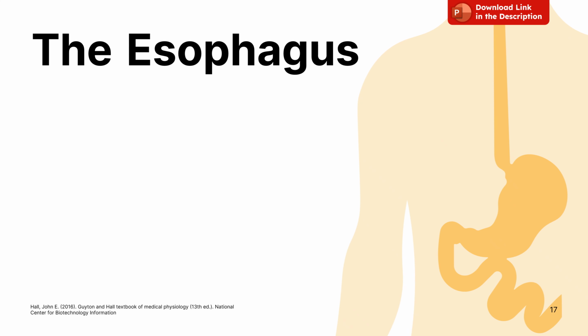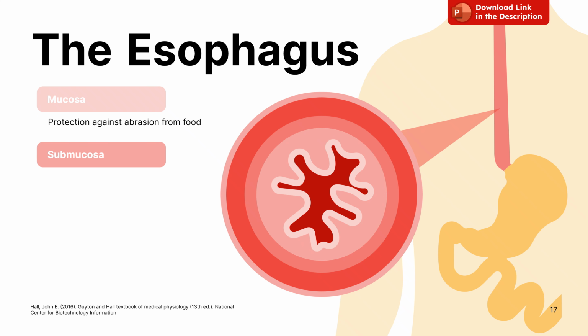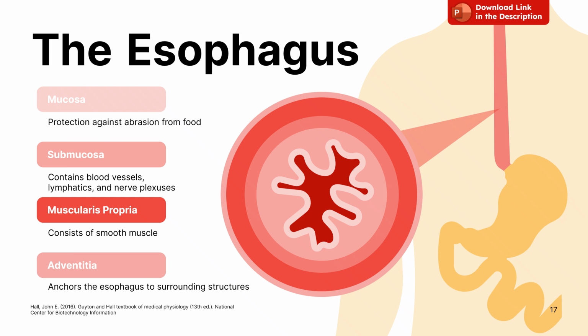The esophagus consists of four distinct layers, each serving a specific function to facilitate the movement of food from the mouth to the stomach. The mucosa, the innermost layer, provides protection against abrasion from food particles as they pass through the esophagus. The submucosa, located beneath the mucosa, contains blood vessels, lymphatics, and nerve plexuses, which support the esophagus and contribute to its function. The muscularis propria, this layer consists of smooth muscle responsible for peristalsis. Finally, the adventitia, the outermost layer, made of connective tissue, anchors the esophagus to surrounding structures, ensuring its stability.